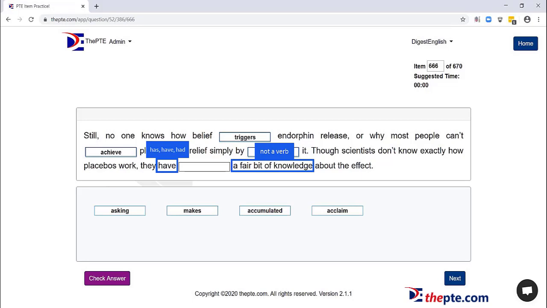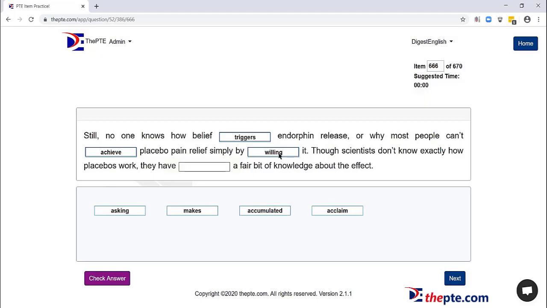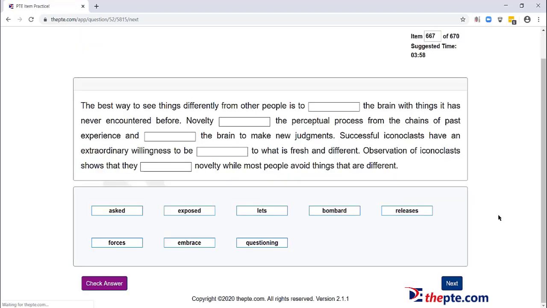In gap 4, you got have before the gap and no verb after it. So based on this formula, you need a verb in its past participle form. And there is only one such verb among the options, that is accumulated. Easy. Now we move on to the next page.